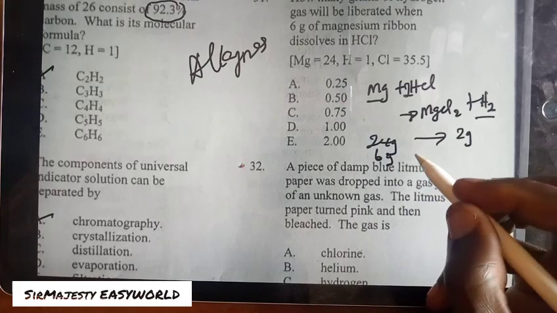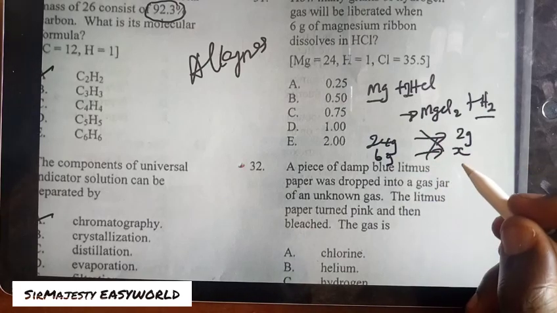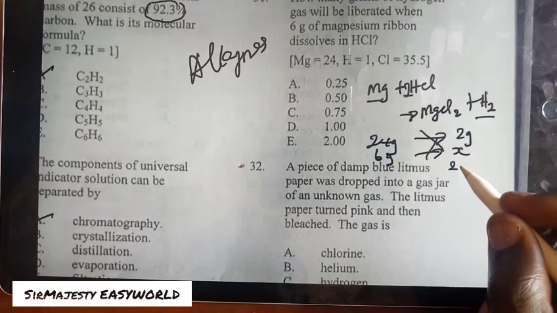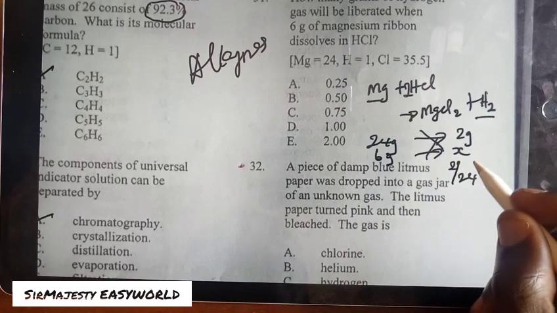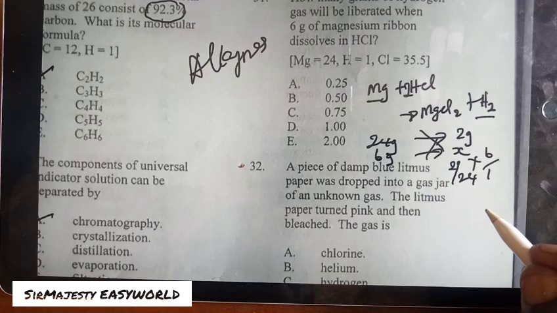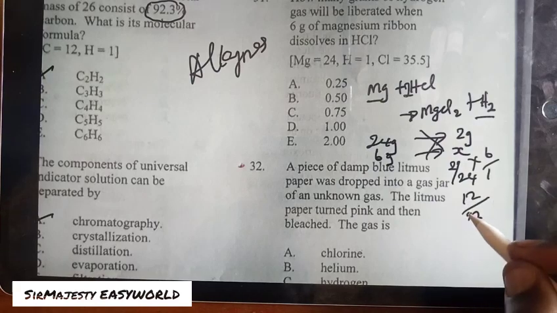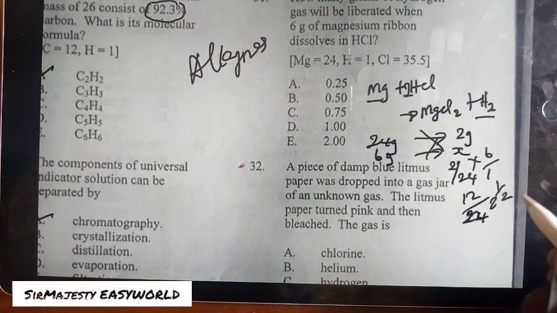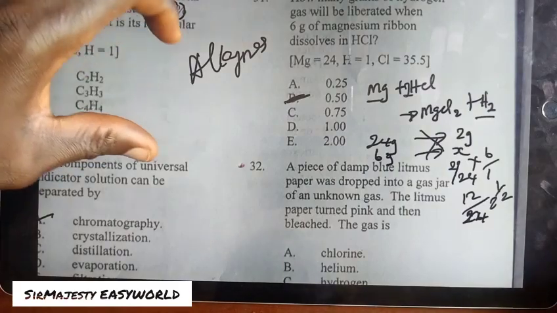Therefore, 6 grams will give you X. Cross multiply. 6 grams will give you 2 over 24 times 6 over 1. Yes, of course, I'm correct. 2 over 24 times 6 over 1, such that we have 12 over 24, which will give you half. That's 0.5, as I suggested.